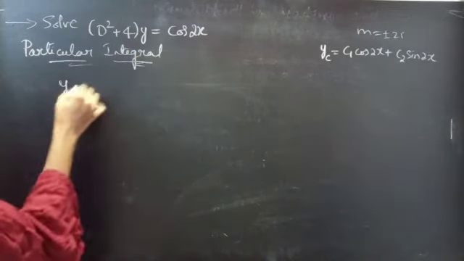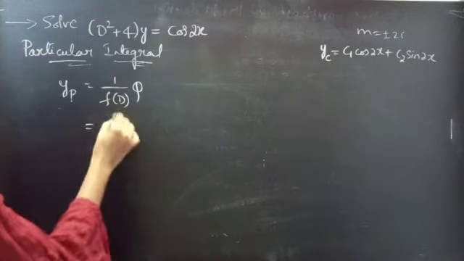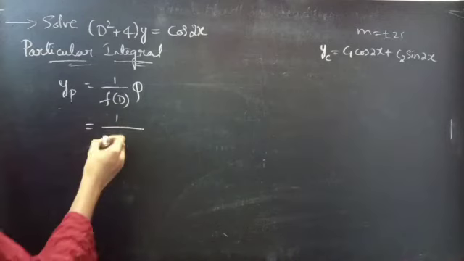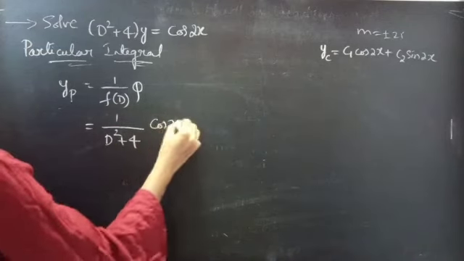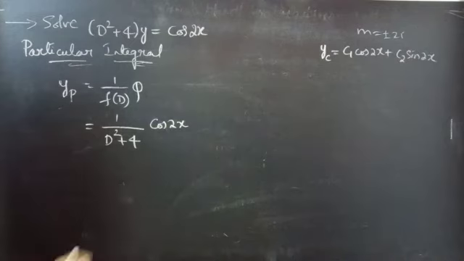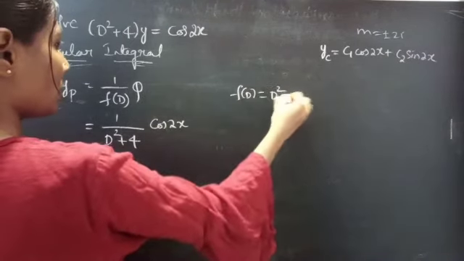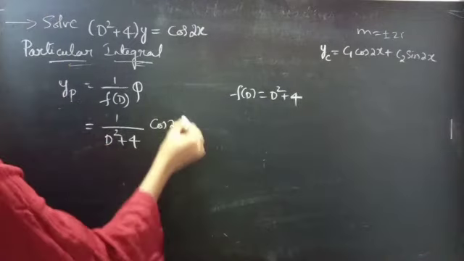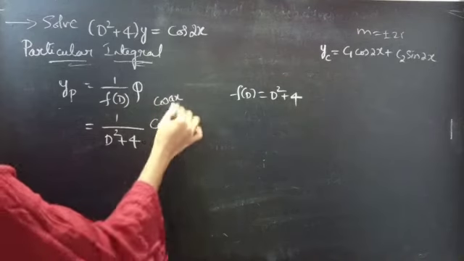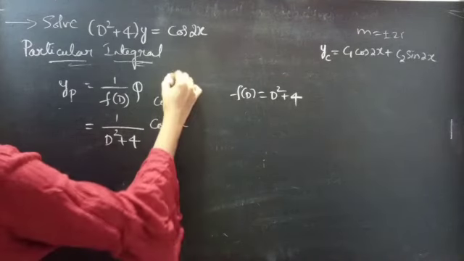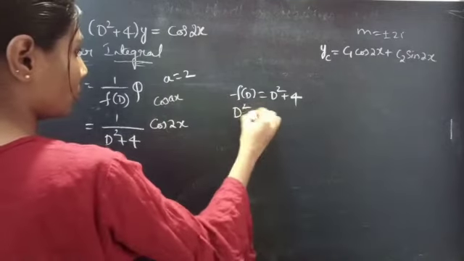This is given by yp equals 1 by f of D into Q. We have f of D equals D square plus 4 and Q equals cos 2x, which is in cos ax form for a equals 2. Just compare these two, we get a equals 2.